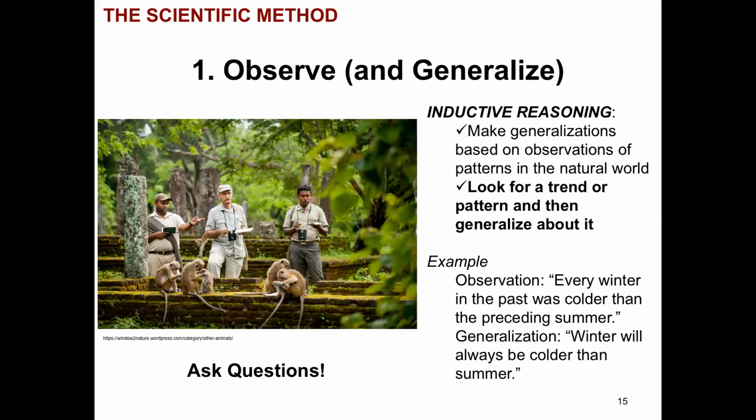This is how we survive as a species. We look for patterns and we try to understand them, right? Well, some of us try to understand it more than others, but we do try to look for these patterns. So I use this as an example. Every winter, if you're in New York, in the past it's been colder than the preceding summer. So we pretty much know that in the winter, it's going to be colder than in the summer. That's not telling us about why or how, but we've observed and we've generalized about this, okay?